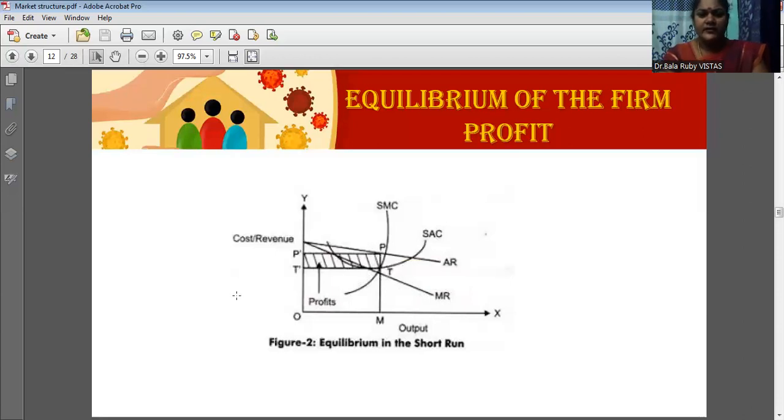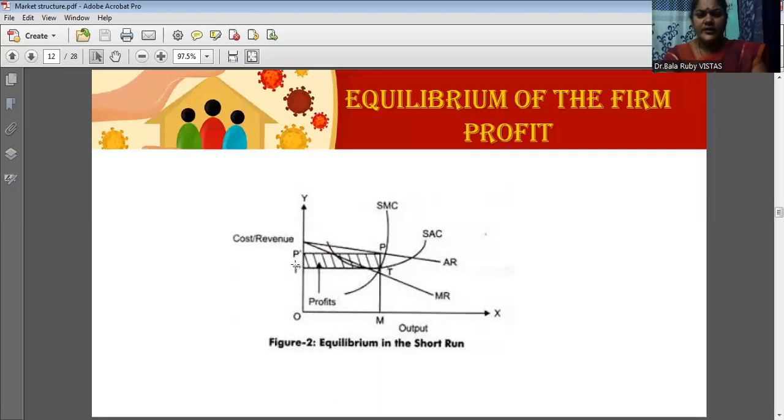Now the average revenue is OP. Listen very carefully. Average revenue is OP. Average cost is OT. So average revenue is higher, average cost is lower. So if you see this total revenue, that is OMPP dash. And if you see this total cost, in the sense the total area below this average cost curve, so OMTT dash, this is the total cost.